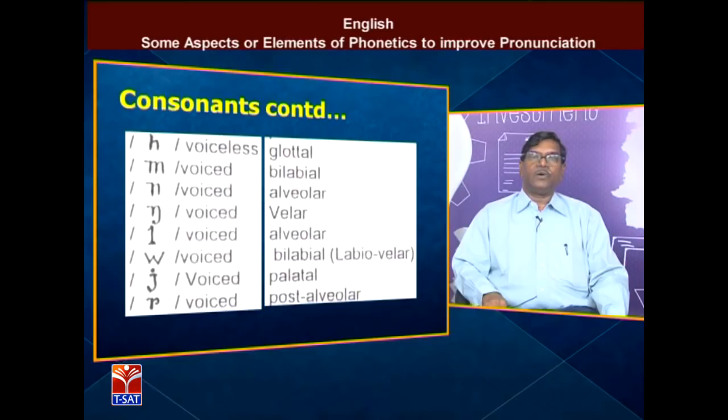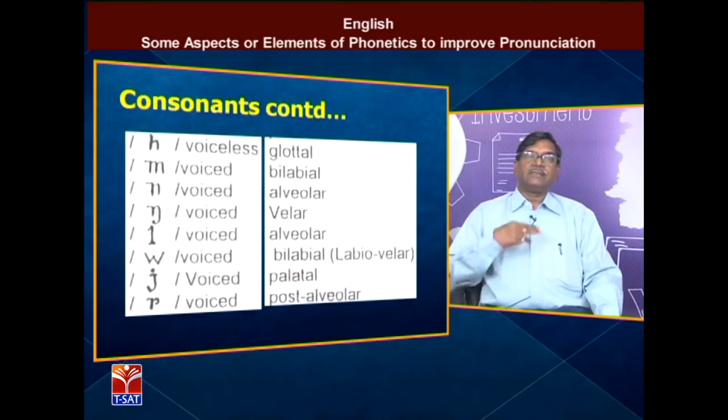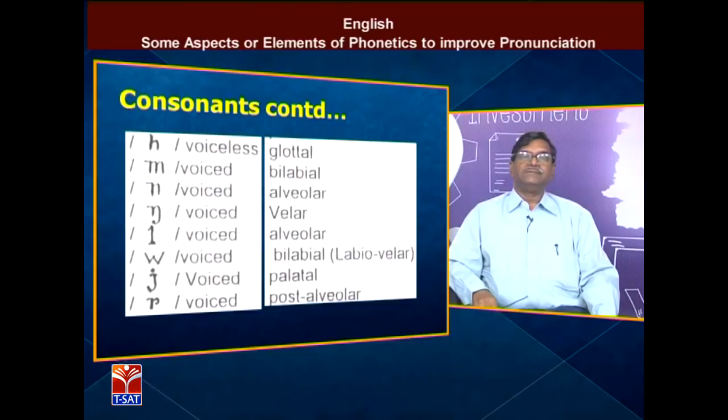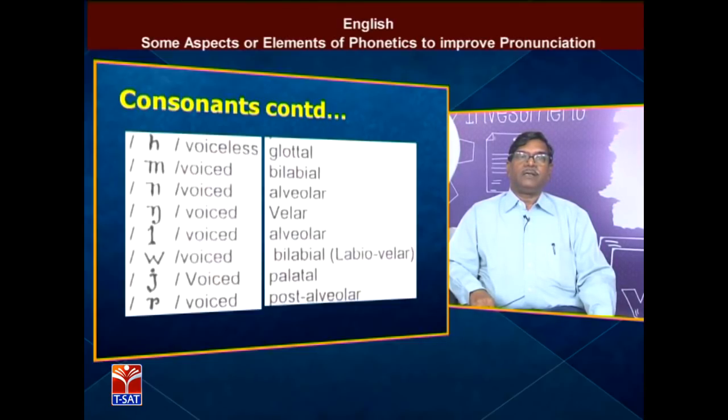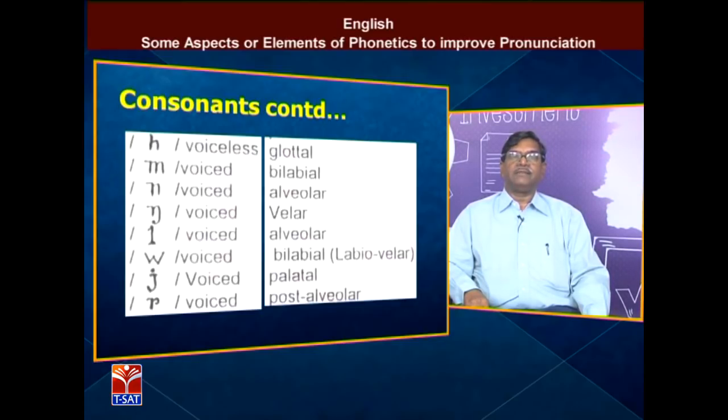These three, m, n, ng, are called nasal sounds, anunasika. In Telugu we say them as anunasika. Mukudo palukutaru. That is, the air comes out through the nostrils instead of the mouth. Wherever we have ng spelling like king, finger, the sound is ng.